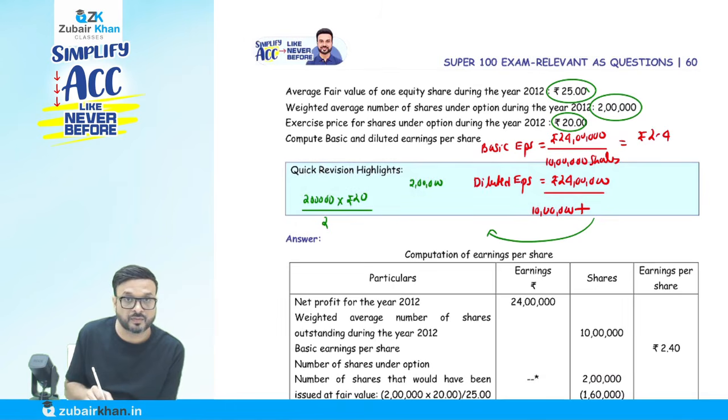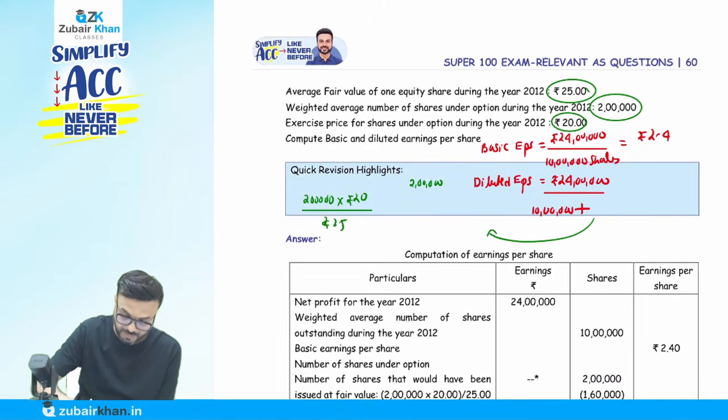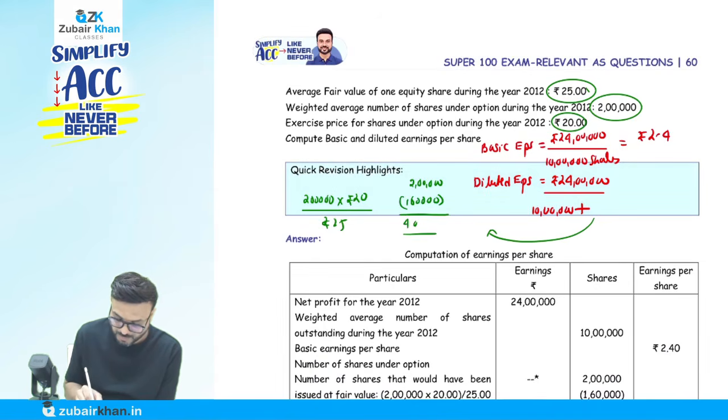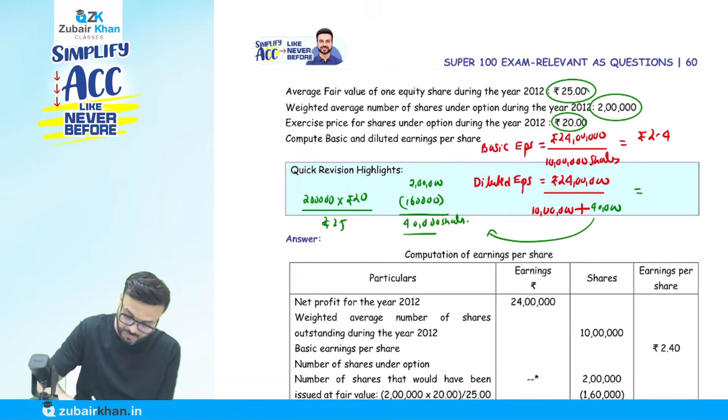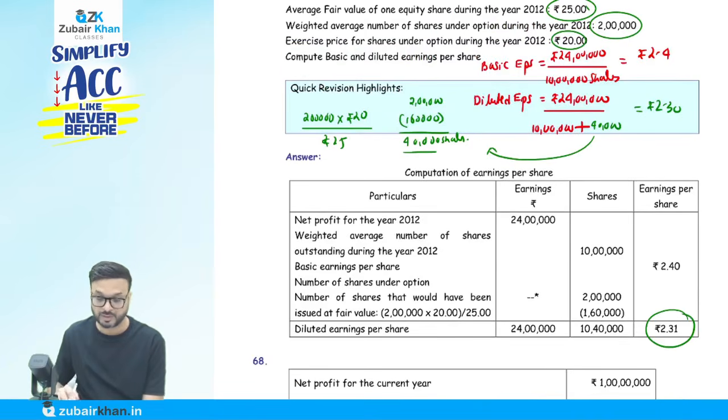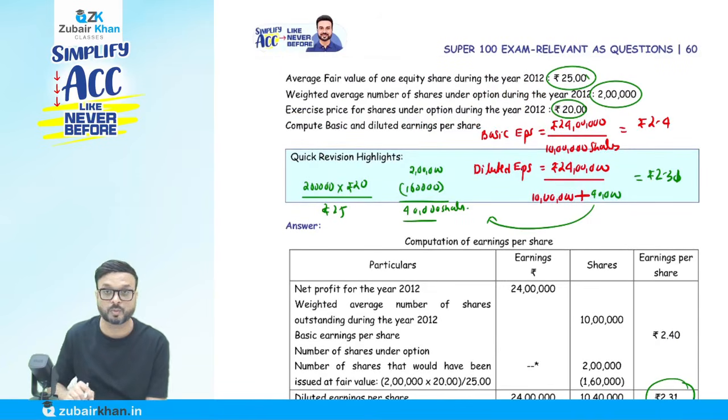If I issue in the market, I will get 25 per share. So 2 lakh shares, multiplied by 20, divided by 25. So only by issuing 1,60,000 shares, I will raise the amount. So how much will come? 40,000 shares. The additional shares we have issued, 40,000. This we have to consider. So how much will it come? 24 lakh divided by 10 lakh 40,000. That is coming 2.307, so 2.31. This is how to calculate it. So it should be considered.